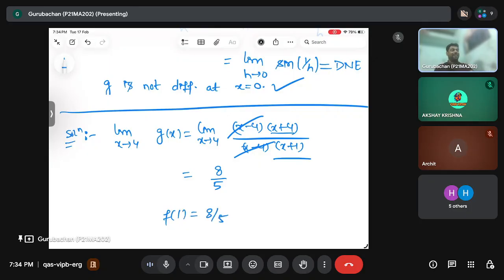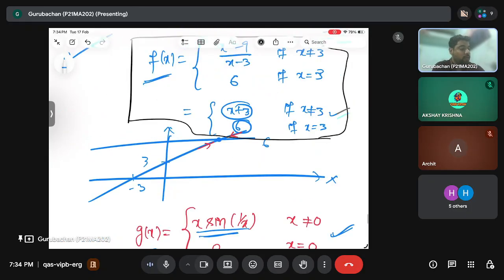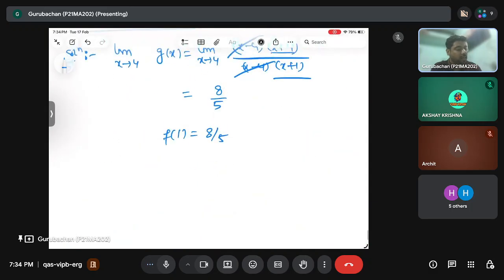So f of 1 will be 8 by 5. Here we want our g function to be continuous, so g of 1 must be 8 by 5. Only in that case can you say your function is continuous at x equal to 1.